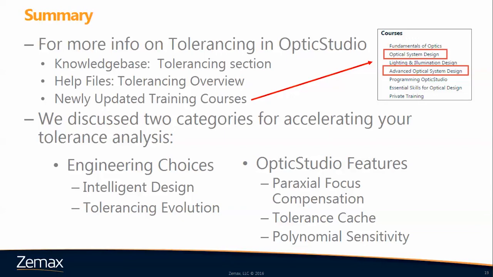Then we talked about OpticStudio features built in to help you accelerate your tolerance analysis. And just as a review, you can use the paraxial focus compensation when you have very poor performance, or on the other end of the spectrum when you have very tight tolerances. And then you can use the tolerancing cache when you are changing some tolerances and not all of them, and when you're not changing any other system data. And then lastly, polynomial sensitivity can be used when you are just tightening tolerances.